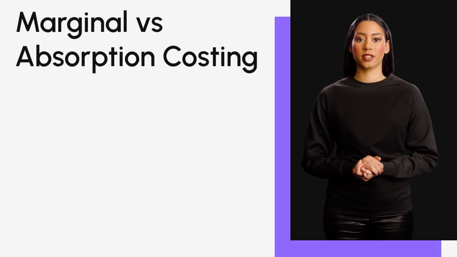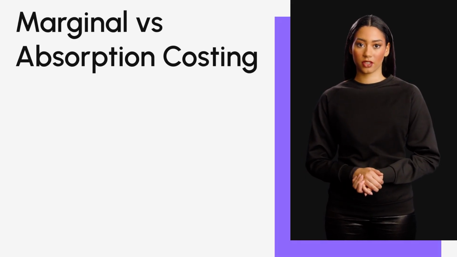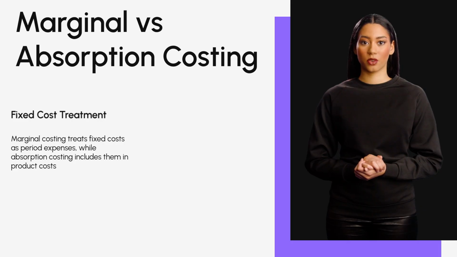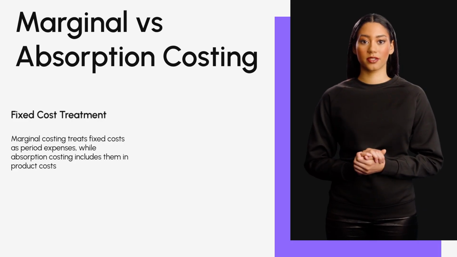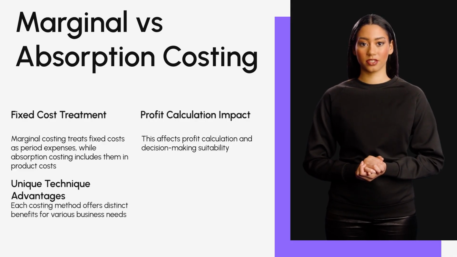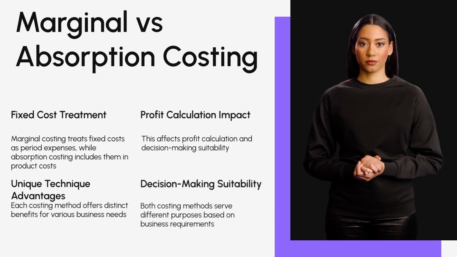Marginal and absorption costing differ in fixed cost treatment and product costing. Marginal costing treats fixed costs as period expenses, while absorption includes them in product costs. This affects profit calculation and decision-making suitability. Each technique has unique advantages for different business needs.